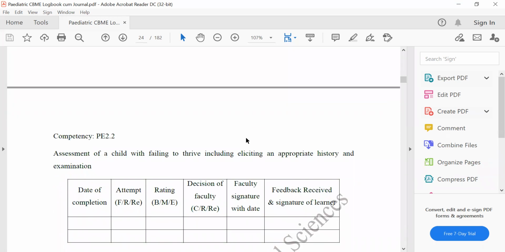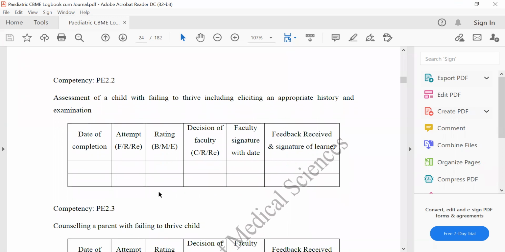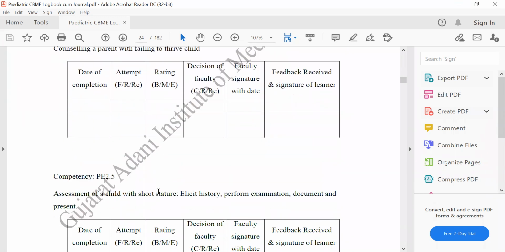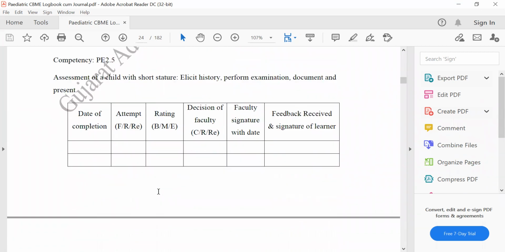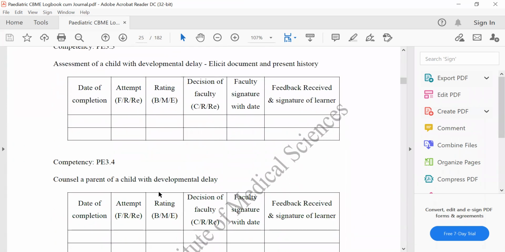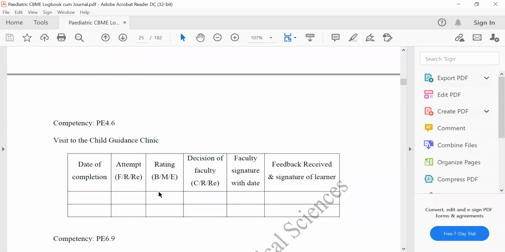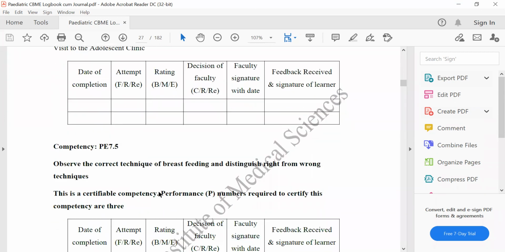And for the competency which is not certifiable, I have simply put the number of the competency and this table in which the student has completed this particular competency or not. Only for the certifiable competency, 23 competencies, I have mentioned some information and the checklist, which is compulsory for each and every student to complete. So these are the competencies of phase 2.